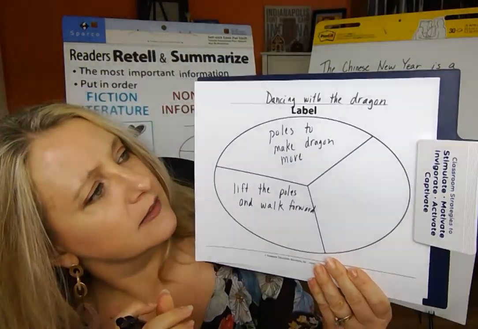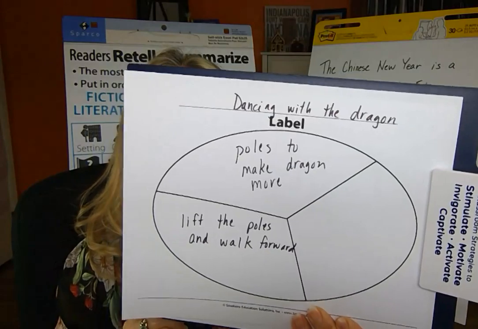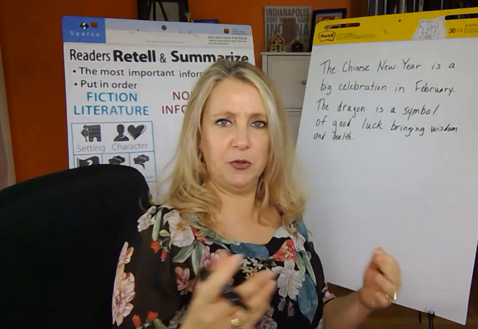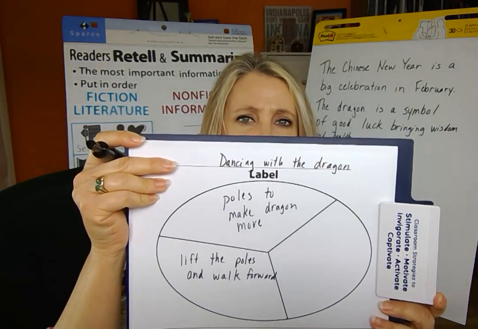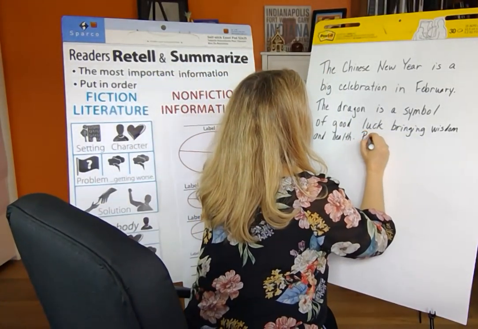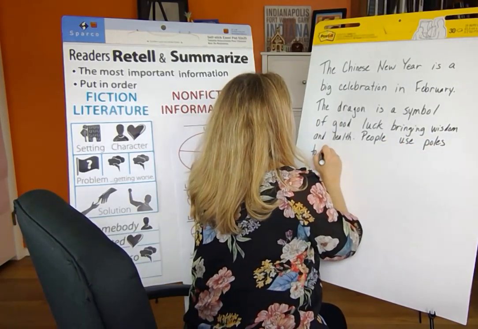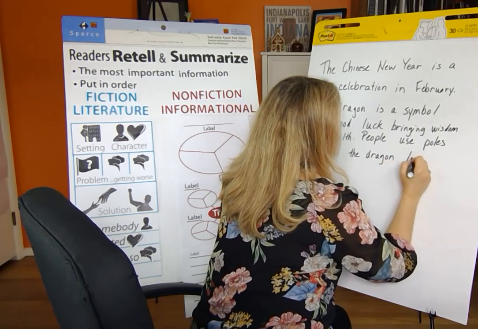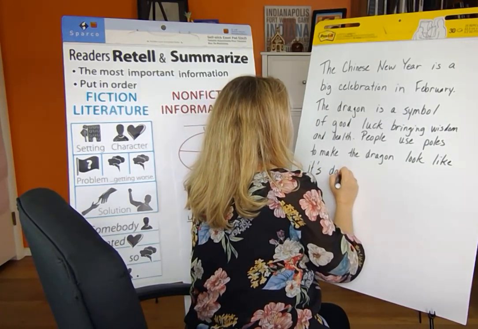Dancing with dragons. The dragon poles make the dragon move. They lift the poles and walk forward. Yeah, something about the poles, don't you think? Okay, so people do what? People use poles to make the dragon look like it's dancing. Okay. People use poles to make the dragon look like it's dancing.